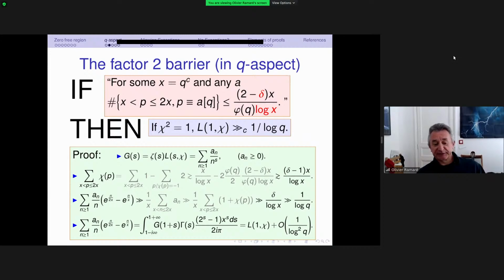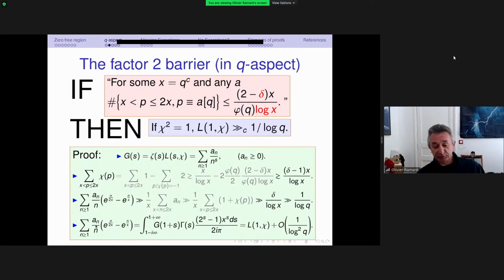From this chi of p, you can get to a of n over n. So look at this smooth part: a of n over n, e to the minus n over 2x minus e to the minus n over x. By positivity, you can reduce to the place that you like between x and 2x. Then you can approximate the exponential, so the n disappears and 1 over x appears. I don't know much about a of n, but I can look at a of p, and a of p is 1 plus chi of p. Because of the previous inequality, you get that it's larger than delta upon log x. So you have a lower bound for that.